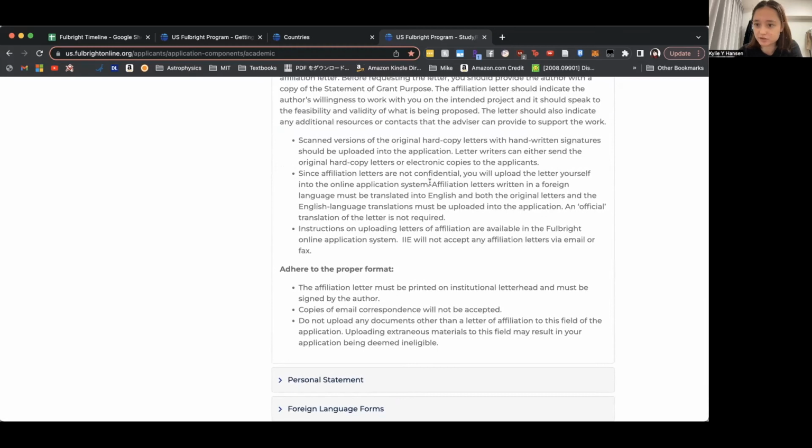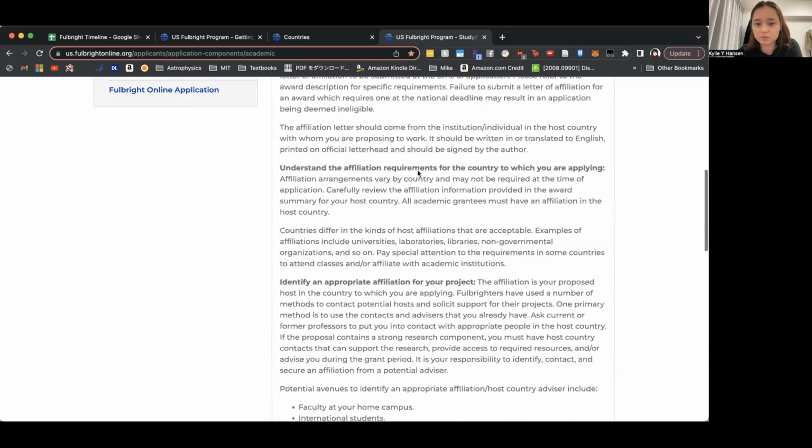Oh, okay, here's another important piece of information. It must be translated into English, if it's not in English. And then both must be uploaded to the application. Mine was written in English, so I just had to send one, but if you have one that's not in English, you have to translate it and then upload both. Yep, okay. So that was this.